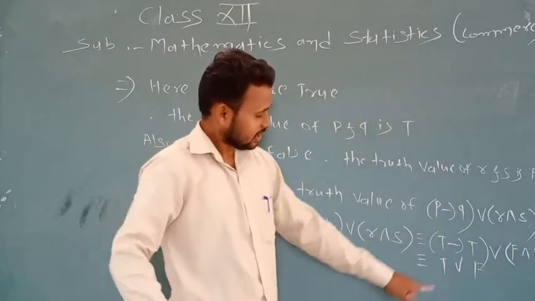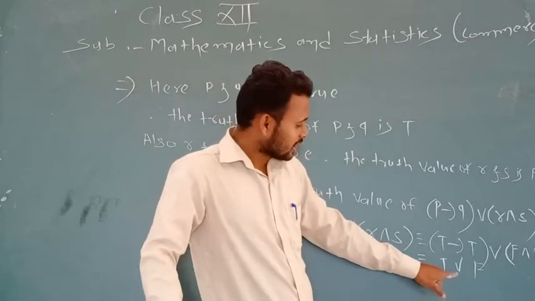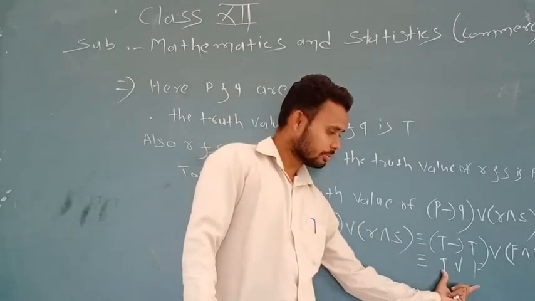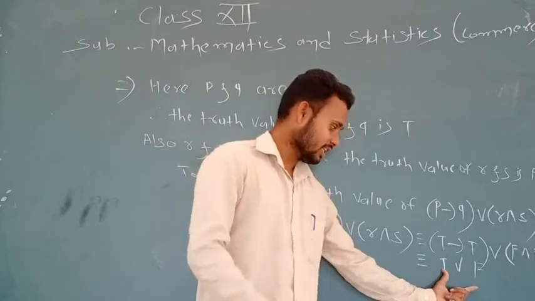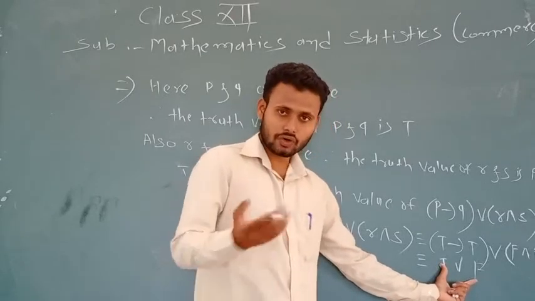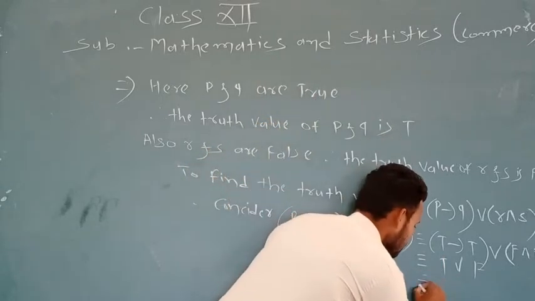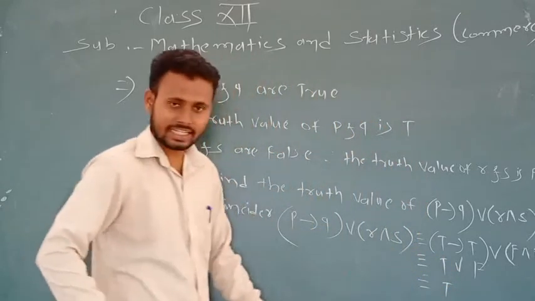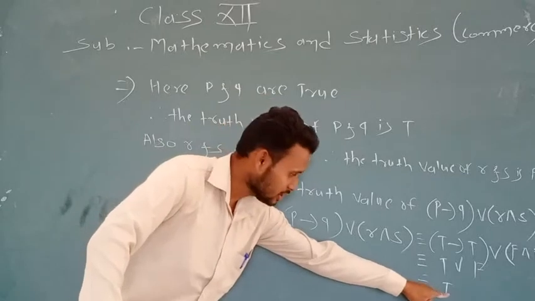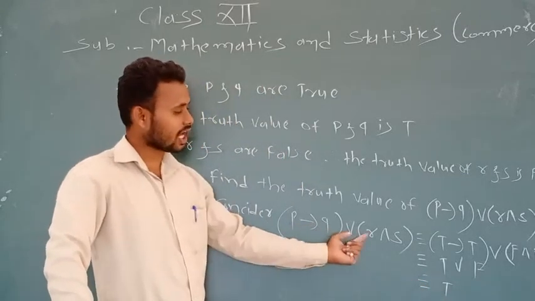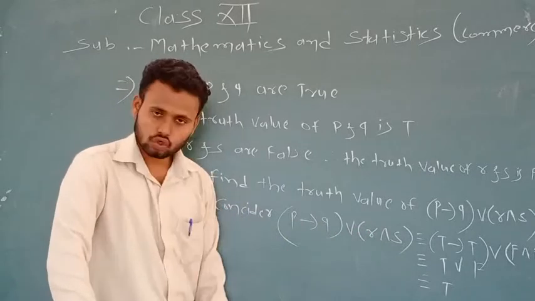Now in disjunction, you know that if both the substatements are false, then the disjunction is false, otherwise it is true. Here it is otherwise, therefore we write it as T. We get T. Therefore, this is the truth value of the statement P implies Q joined with R meet S.